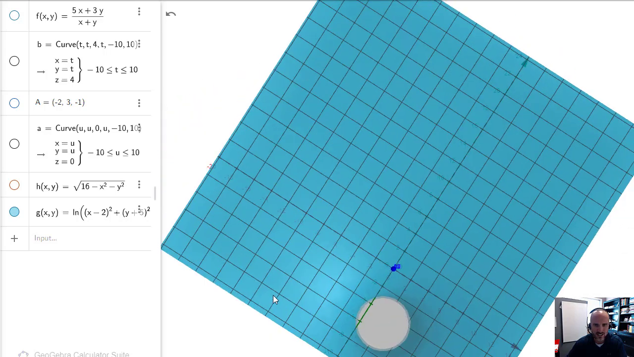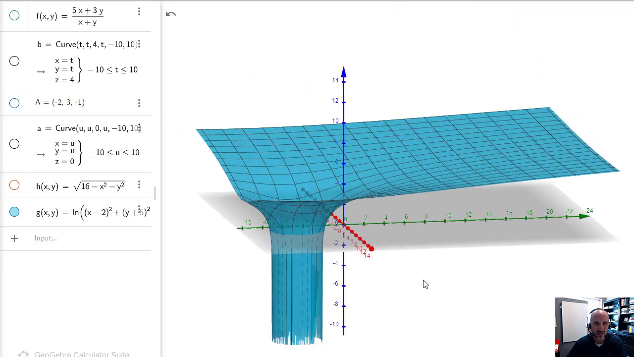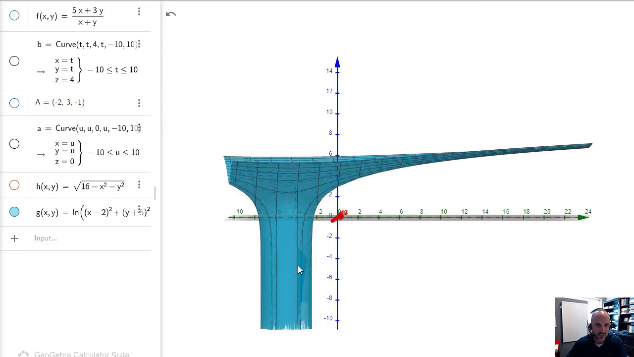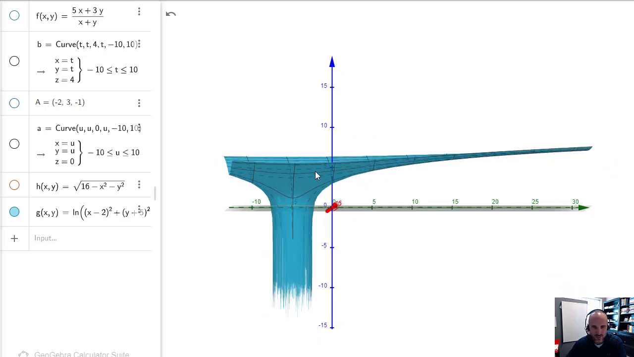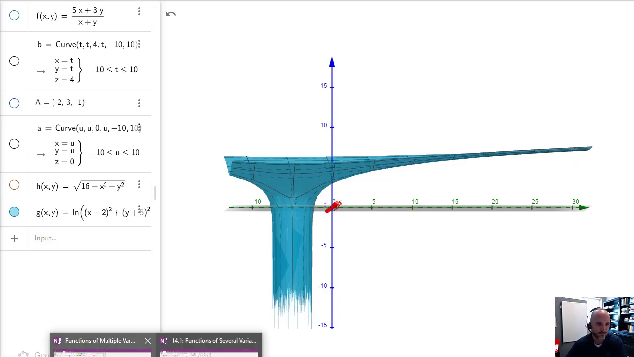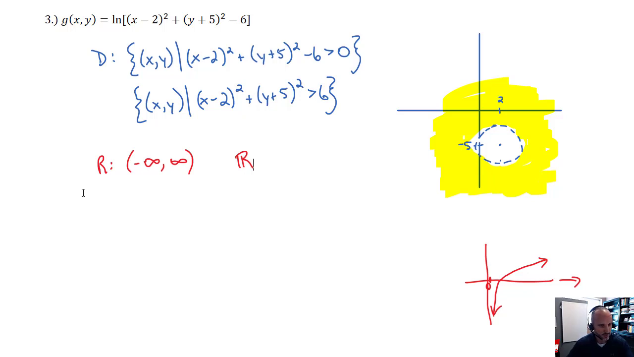And so you can see our domain, as we found, is all of the points outside of this circle in the xy plane. And you can also see the z values go to negative infinity. You can't really tell, because it's a log function, so it grows really slowly, but it will go to positive infinity eventually. Okay, what else do we have on the agenda here?